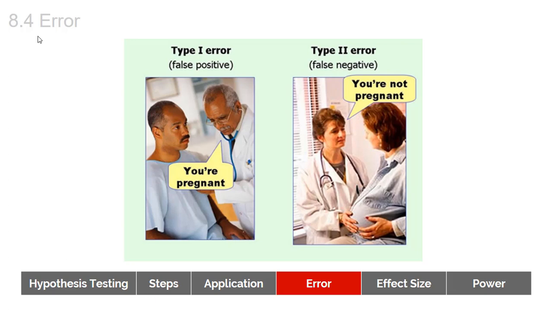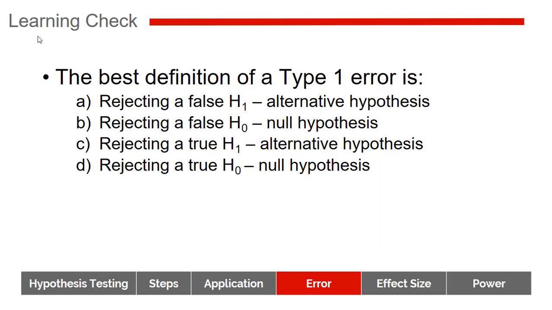Now the type 2 error is pictured on the right. The doctor is saying to the woman, "You are not pregnant." The woman is clearly pregnant. So a type 2 error is missing something. Something is there, but our tests were not able to pick it up. So whenever we're doing hypothesis testing, we can make one of these two errors. These two errors are possible.